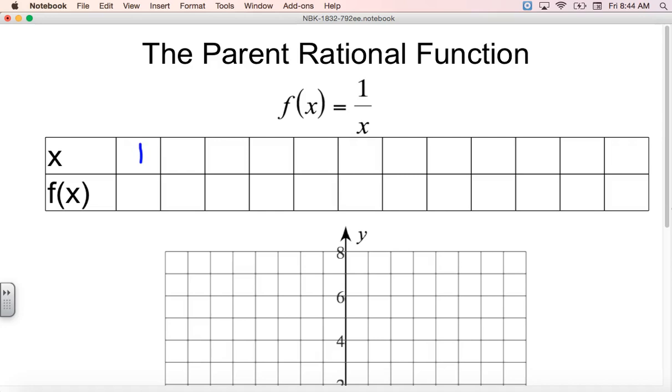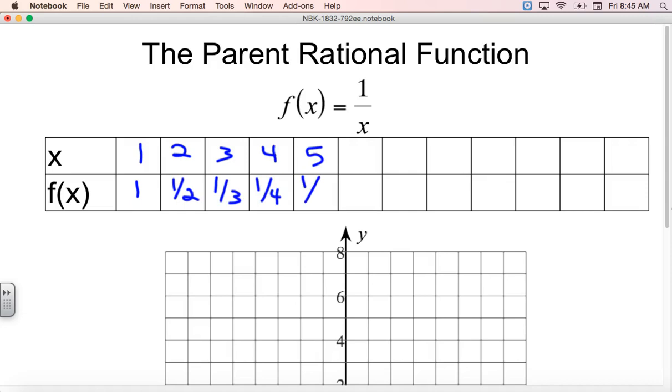We can't plug in 0. Plug in 1. 1 over 1 would be 1. Plug in 2. 1 over 2 is a half. 3, 1 over 3. 4 is 1 over 4, and so on, right?